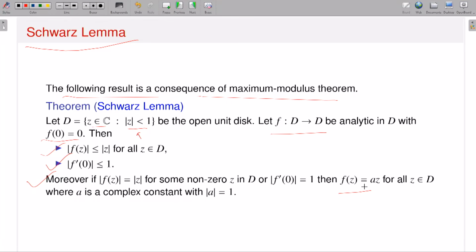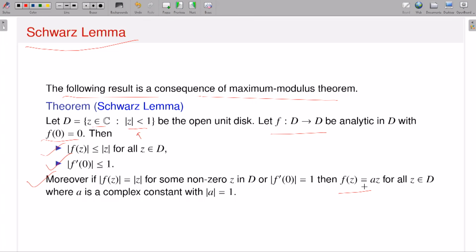If you have the assumption that f is analytic from the open unit disk to the open unit disk with the fact that f(0) is equal to 0, then it says that you have a very small number of choices. That means your function's growth should not exceed the growth of the function g(z) equal to z, and the derivative of f at 0 is less than or equal to 1.